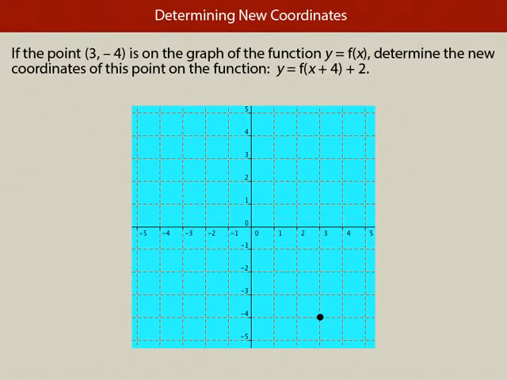If the point (3, negative 4) is on the graph of the function y equals f of x, determine the new coordinates of this point on the function y equals f of (x plus 4) plus 2. When I replace x with x plus 4, the graph moves 4 points to the left. And then, of course, it will move 2 up. So let's start at the point (3, negative 4). Count 4 left: 1, 2, 3, 4. And now let's go 2 up: 1, 2. So the new coordinates of the point are (negative 1, negative 2).